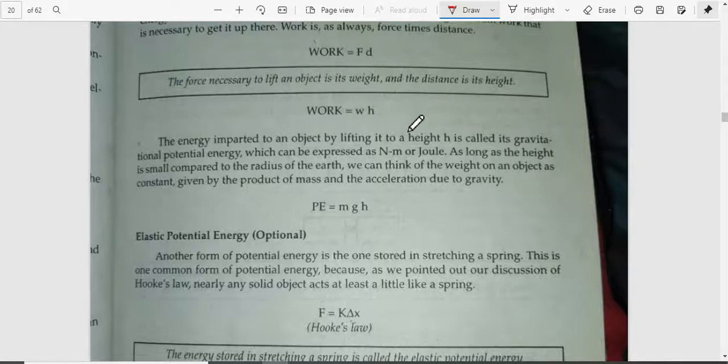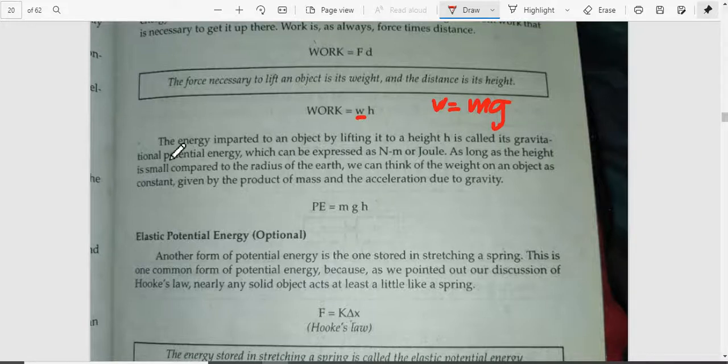The force necessary to lift an object is its weight, and the distance is its height. So, work is equal to the weight of the object times its height. It doesn't matter how you lift it. Because if you're using weight, it is mass times g. The weight of the body is affected by gravity, that's why you're using weight instead of mass.